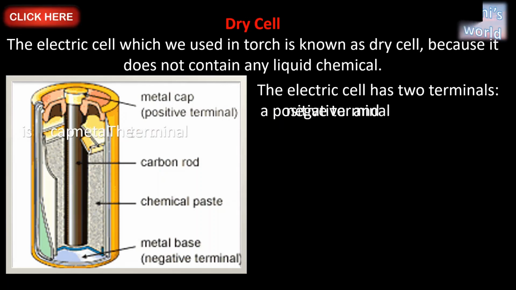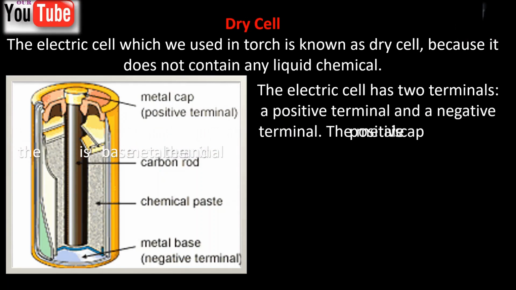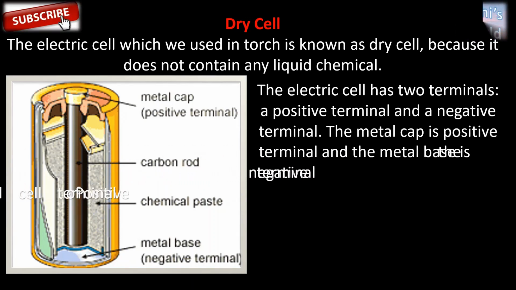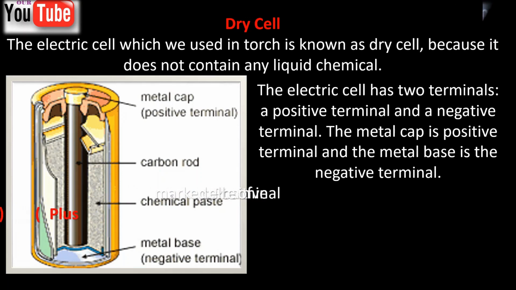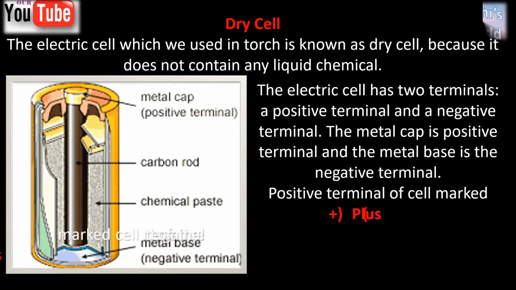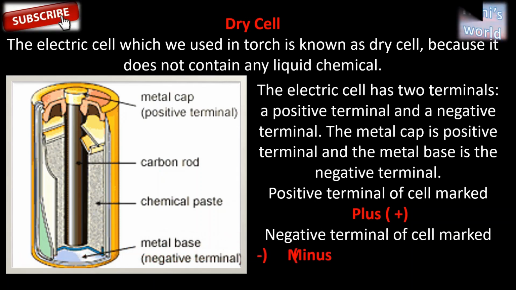The electric cell has two terminals, a positive terminal and a negative terminal. The metal cap is the positive terminal and the metal base is the negative terminal. The positive terminal of the cell is marked plus, and the negative terminal of the cell is marked minus.